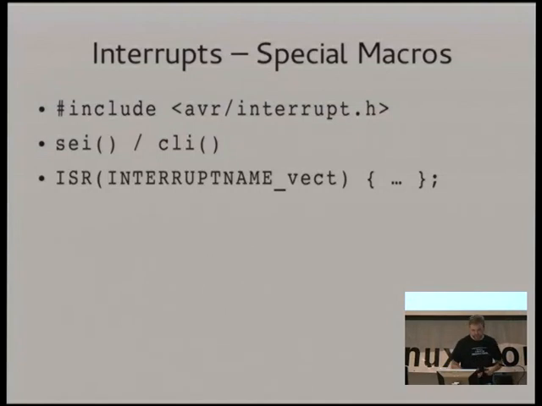The way of actually registering the interrupt is there's a macro called ISR. You put in ISR, whatever the interrupt name is, which is generally just pulled from the data sheet, underscore vect, and then you have a code block. One important thing about the code in that block is that it will not be interrupted by another interrupt.